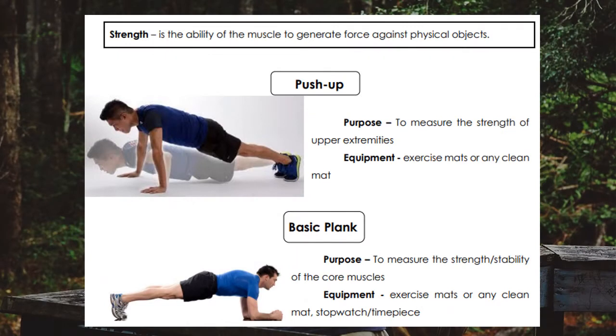Strength is the ability of the muscle to generate force against physical objects. Number 1 test for strength is the push-up. Purpose: to measure the strength of upper extremities. Equipment: exercise mats or any clean mat.